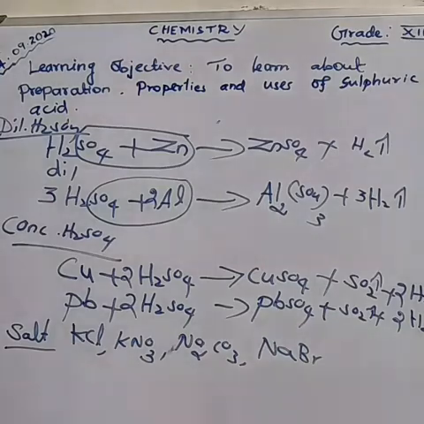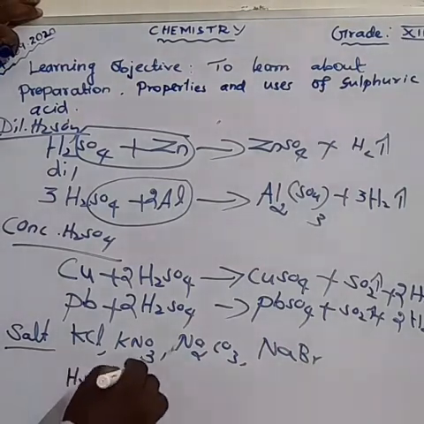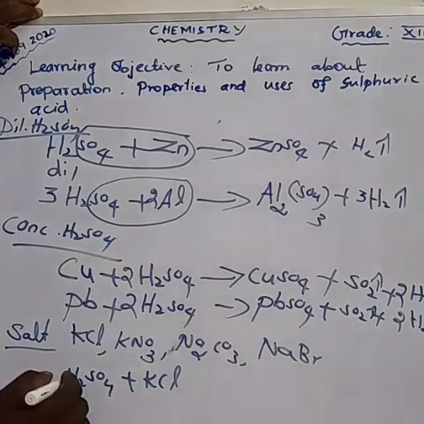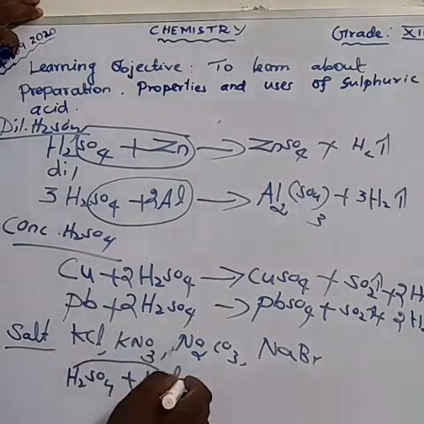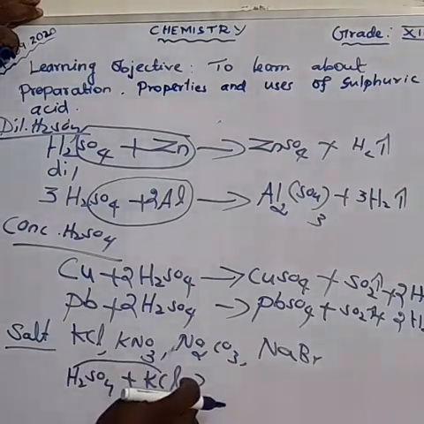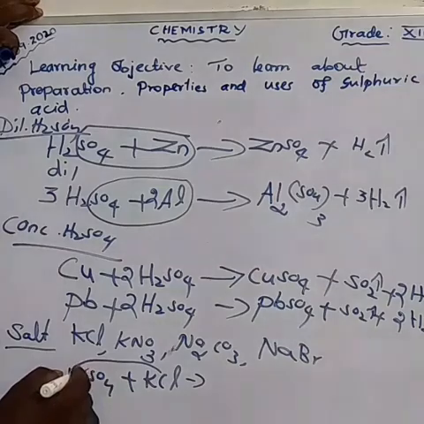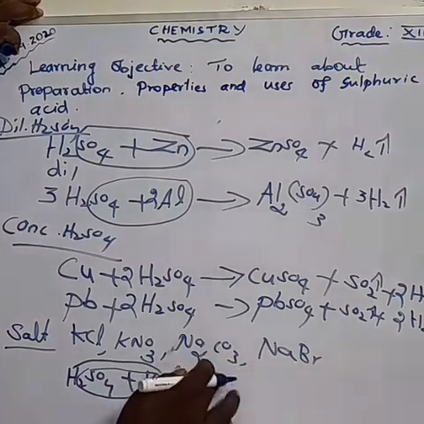Here, sulfuric acid H2SO4 reacts with KCl. So what product is obtained? One of the hydrogens combines with chlorine to form HCl. What's the remaining product? Potassium combines with the bisulfate to form KHSO4.